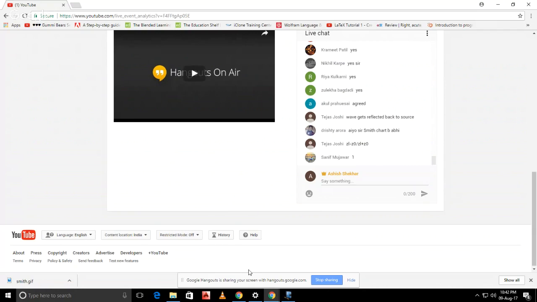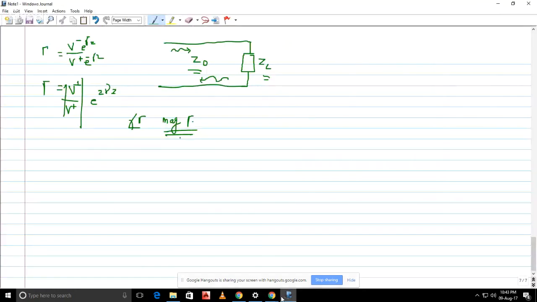Can you just tell me what will be the maximum value of the magnitude of gamma? Gamma magnitude reflects the voltage reflected upon voltage incident, or wave reflected upon wave incident. So it is a ratio of what is reflected upon what has been given. If the maximum reflection occurs, then whatever I give comes back to me. In that case, V minus becomes V plus and hence it goes to 1.